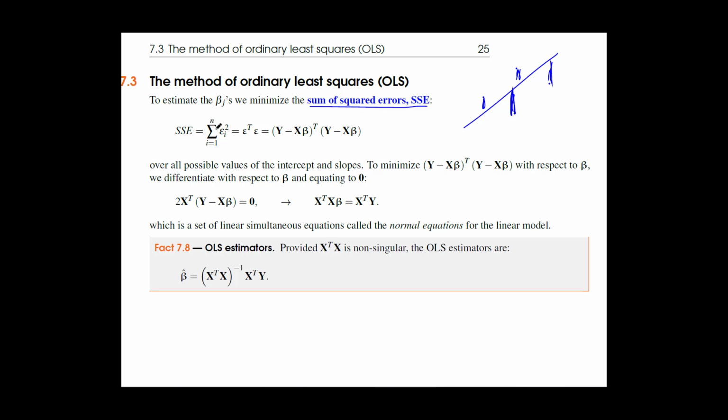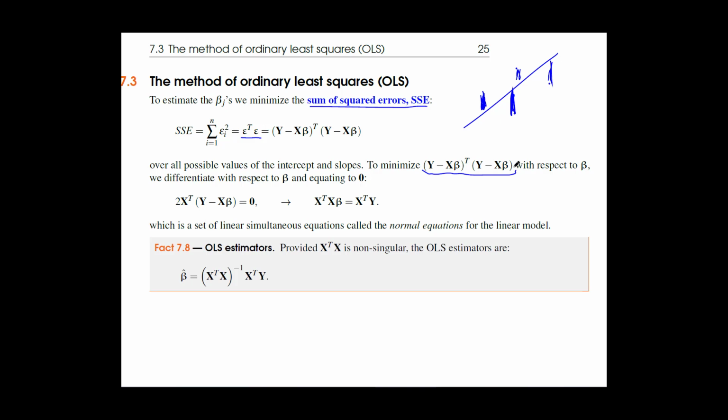Now, we square them because if you don't, positive errors like this one might cancel out with negative errors, like that one. So squaring is a good way of avoiding that. In vector notation it is E transpose E, where the error is the value of y minus the line, X times beta, squared. So we want to minimize this function.